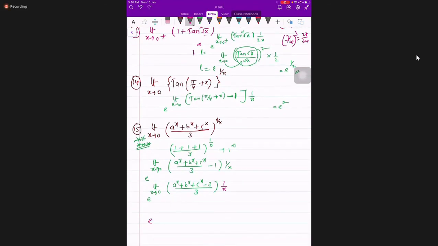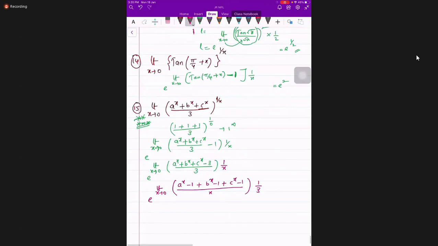But to continue with this formula, you compulsorily need to break it up like this. Then here e power limit x tends to 0, you can write this as (a power x minus 1) by x, plus (b power x minus 1) by x, plus (c power x minus 1) by x, into 1 by 3.